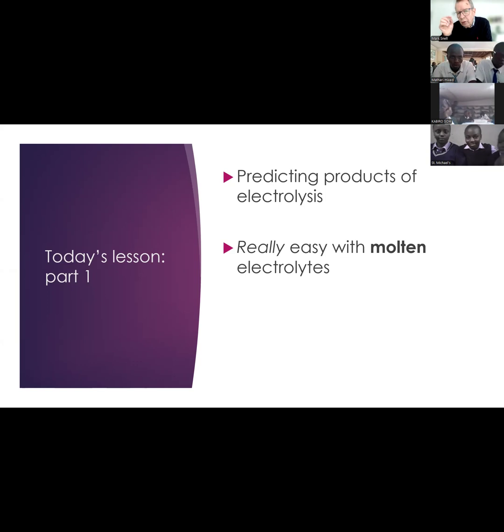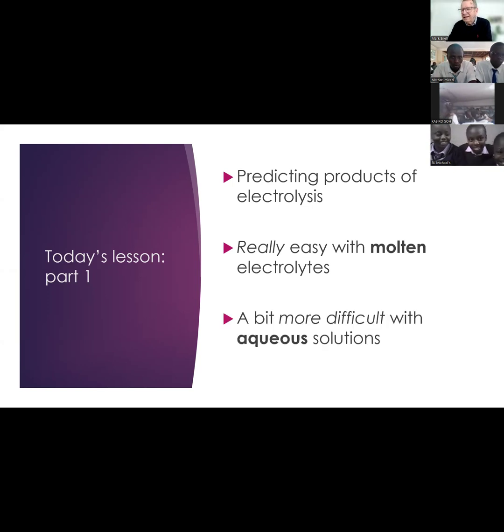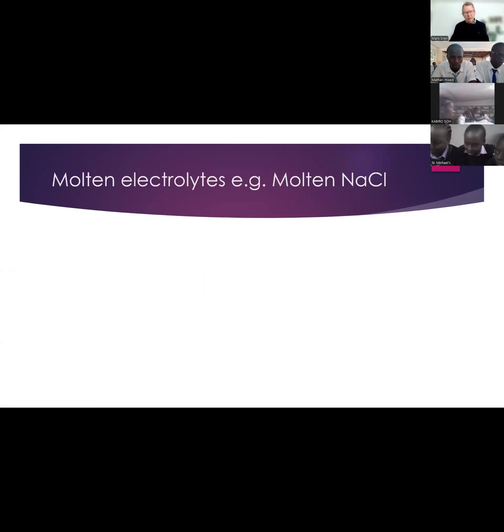Now, when we are trying to work out what is formed, if they are molten, it is really easy to work out what is going to be made. And most industry uses molten solids. It's a bit more difficult with aqueous solutions because it's got the water there, but we'll look at it. It's not too much more difficult. So if we have a molten electrolyte like salt, salt melts at 801 degrees Celsius, and when it has melted, it separates completely into ions.